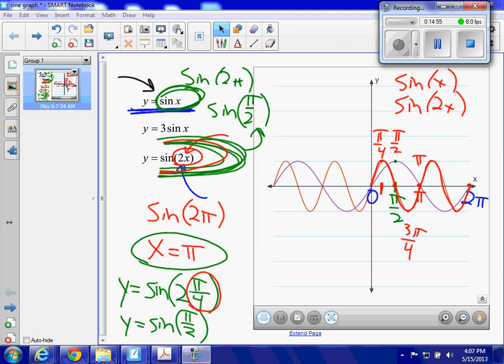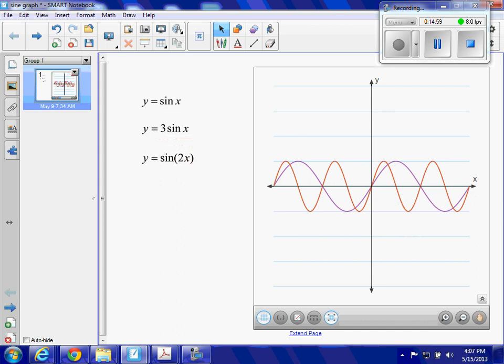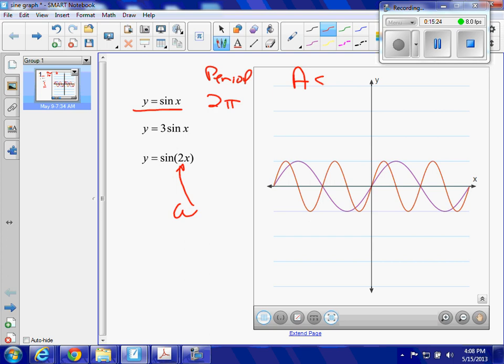Let's erase the ink here, clean it up a little bit, and show you mechanically how we do this. The period of sine x is 2 pi. The period of a sine function where I have an omega, a sine omega x, is the period of the parent function divided by omega. So in this case, it's the period of the parent function, 2 pi, divided by 2. My period is pi. I complete a complete cycle in pi distance as opposed to 2 pi distance.